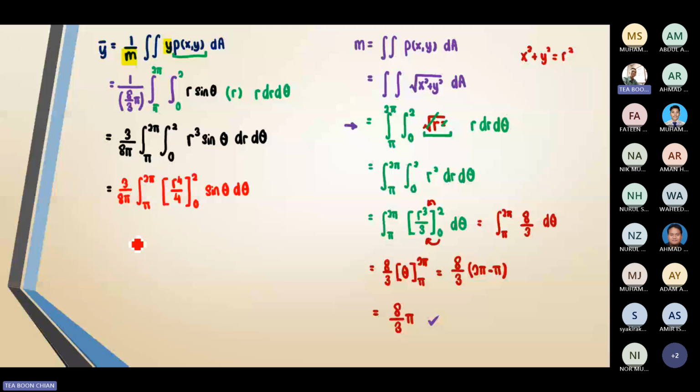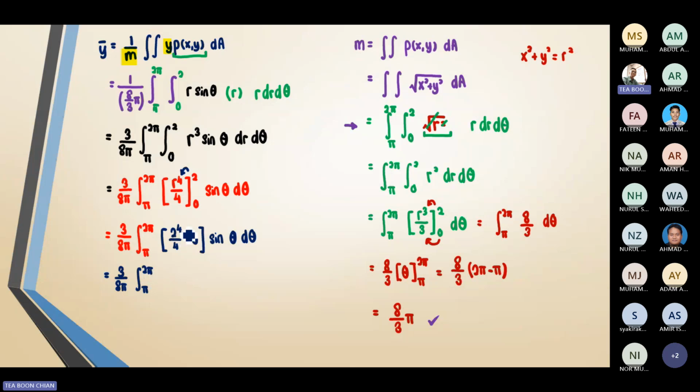All right, so here, do a bit of mathematics. 3 over 8 pi. Integrate pi to 2 pi. So substitute upper limit 2 into it. 2 power 4 divided by 4 actually gives you 16 divided by 4 minus 0. So here, if you compute slightly, you obtain 4.